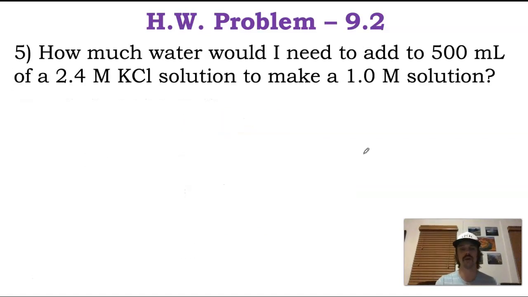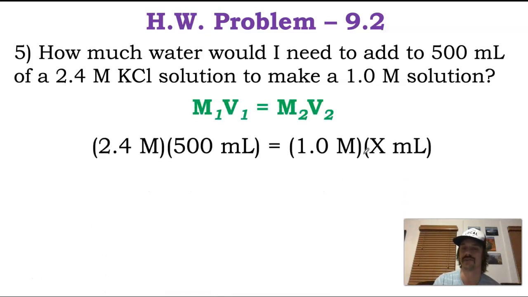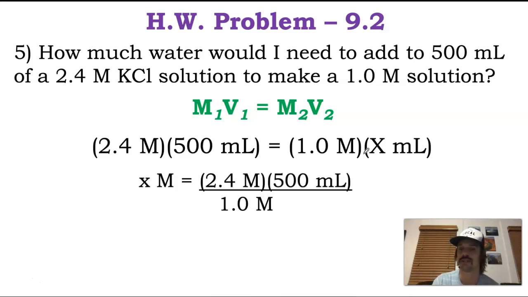All right, one more problem, example problem number 5. How much water would I need to add to 500 milliliters of a 0.25 molarity potassium chloride solution to make a 1 molarity solution? So in this case, I'm seeing how much water, so I'm looking for V2. My M1 is going to be 2.4. My V1 is 500. My final concentration I want to be 1 molarity. That's my M2, and I'm looking for V2. When I rearrange and solve, I get 1200.